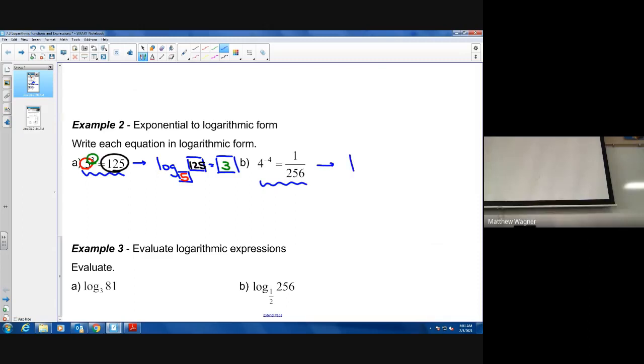We can do the same thing in this situation. I'm going to start stripping things away. Log base, in this case, 4. Base of the power is the same as the base of my log. What I log is my answer, which is 1 over 256. 4 to what power is 1 over 256? Well, hopefully we know that is negative 4. So again, hopefully transferring back and forth between forms is easy.